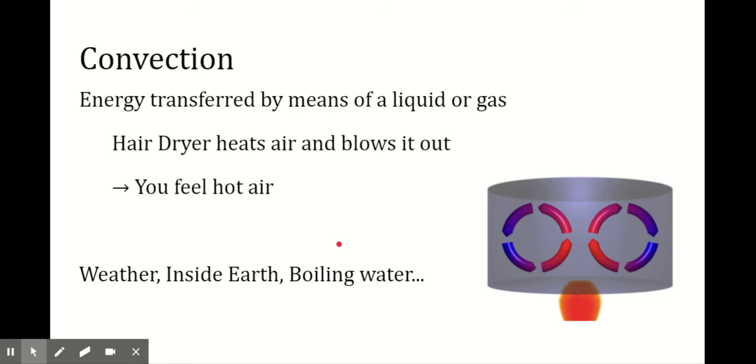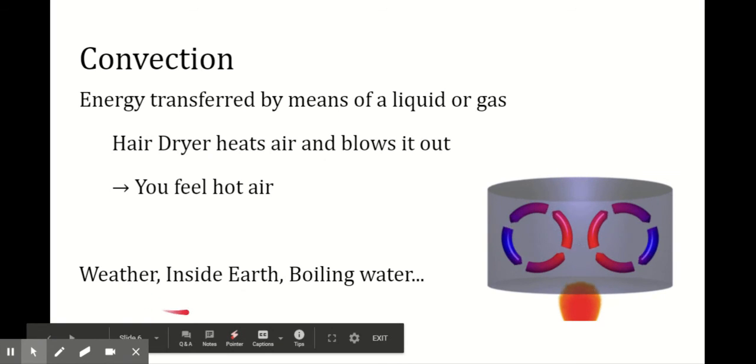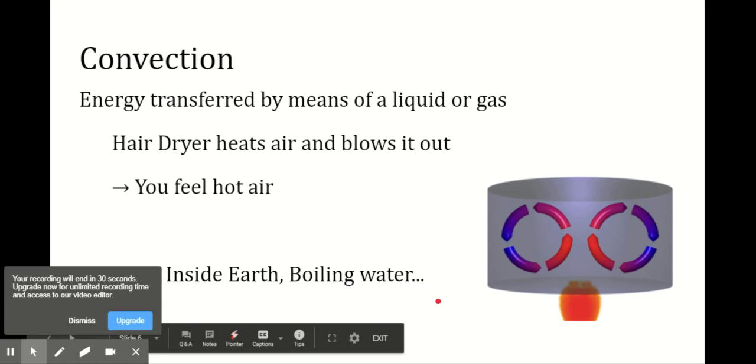Our last one is convection, and this is where we have energy transferred either through a liquid or through a gas. So, one example would be your hair dryer heats up the air and blows it out, and then you feel the hot air on your face or on your hair, and that's what dries your hair out. It's kind of a good question: is convection contact or non-contact? And maybe I'll ask you to think about that. But some examples of that are weather, inside the earth, water boiling, and we'll make another video about this too because it's kind of cool what we can see there.